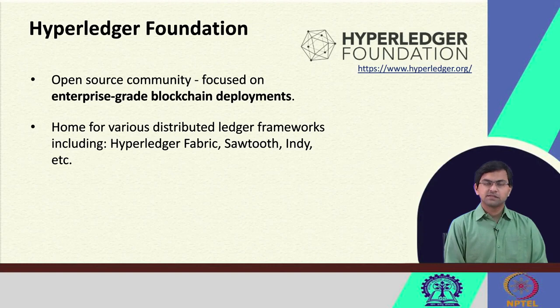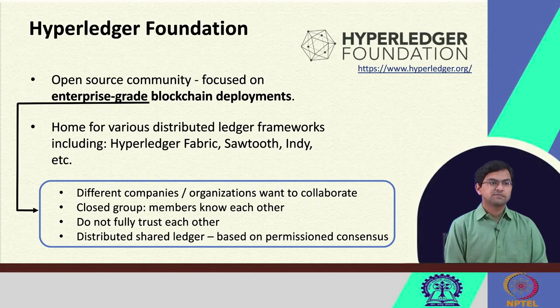So this Hyperledger Foundation is home to various DLT frameworks, including Fabric, Sawtooth, Indy, etc. These different projects have their own goals. For example, Fabric is for building consortium blockchain networks. On the other hand, Indy is for identity management. So we will see that all these projects are catered towards enterprise grade and permissioned network scenarios.